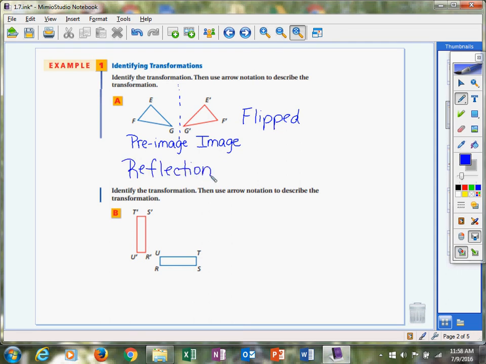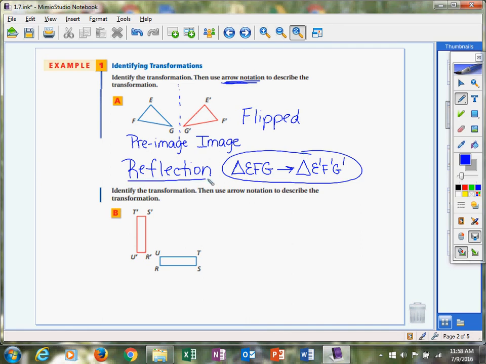And this is how we would write it. We would go triangle E, F, G, and then was transformed or reflected and became triangle E prime, F prime, G prime. And so that's how you want to identify the transformation. Tell me it's a reflection, and then this is how you write it using the arrow notation. Arrow notation is this part right here. That's arrow notation to show what it was. So we did two things. We identified the transformation and then we did arrow notation.